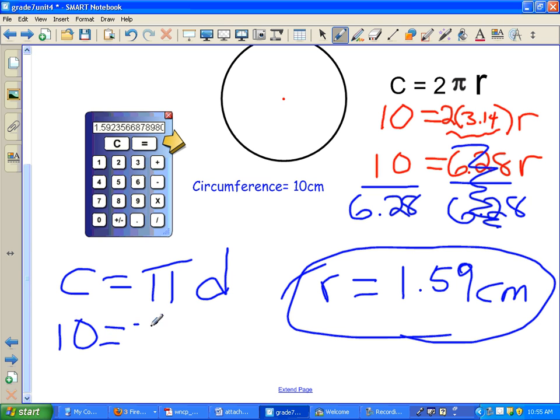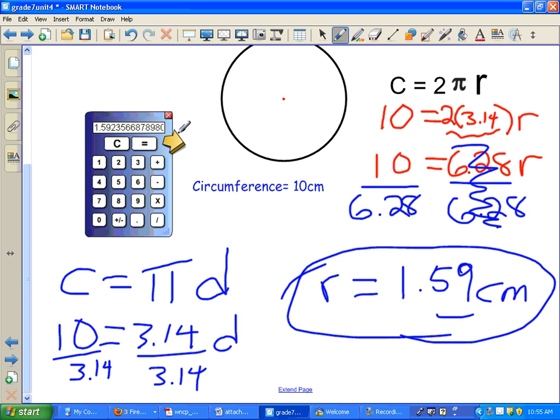I can fill in 3.144 pi, and then divide it like this, and you will end up with basically the same answer for your diameter, which is going to be twice that amount. Okay, so it will work either way.